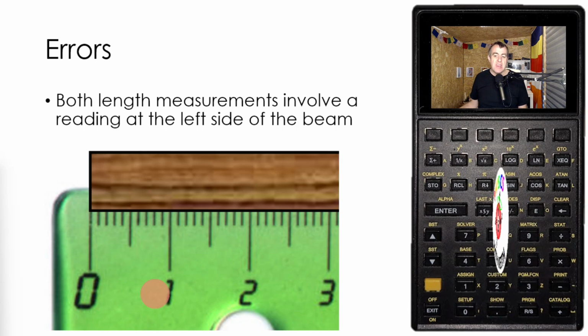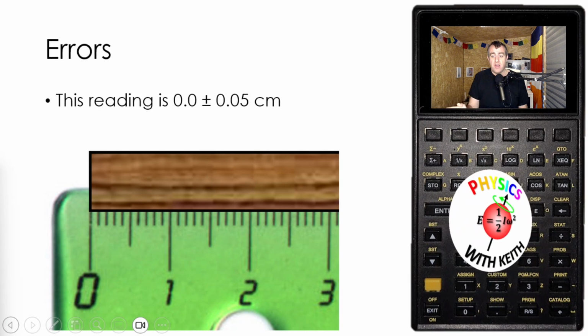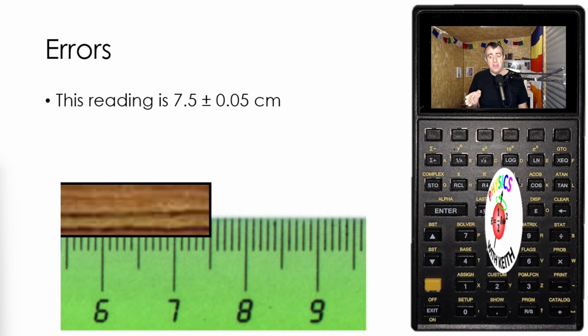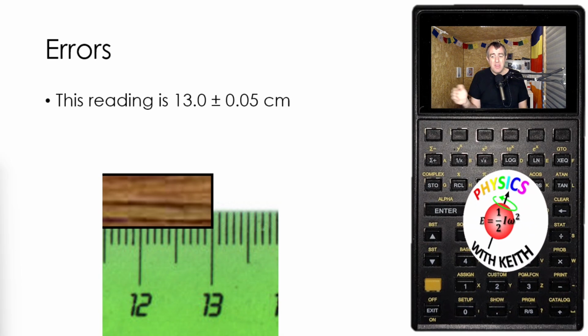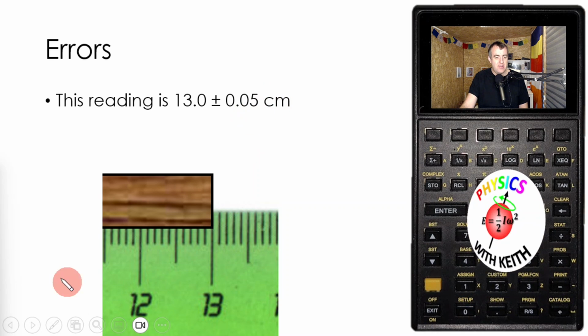So that is a reading of 0 plus or minus 0.5 millimeter. That's what that is. You can't say anything other than that. On the other side, let's just take the beam that was about 7.5 centimetres long. That was 7.5 centimetres, give or take half a millimetre. That's what it's got to be. So if I had the longer one, that would be 13 centimetres, but give or take half a millimetre. And I'm being consistent with my units here by giving centimetres as the unit for the uncertainty, but converting centimetres and millimetres is not too tricky.